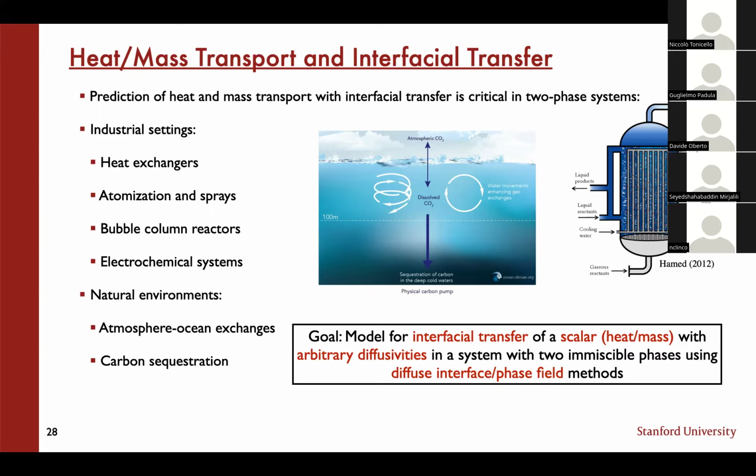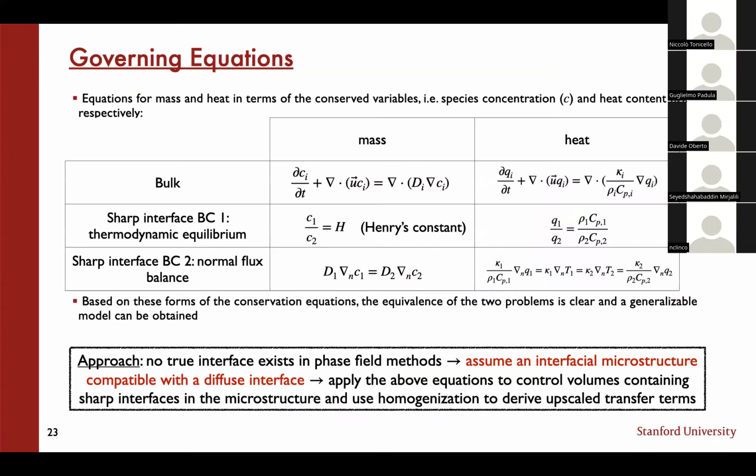Now, the goal of this work was to derive a model for interfacial transfer of heat and mass, so a scalar in general, a passive scalar, with arbitrary diffusivities in a system of two phases with diffuse interface models, right? Now, you may think, okay, what's the big deal? I'll explain why this is a challenge in this slide.